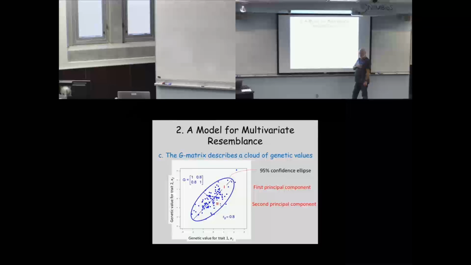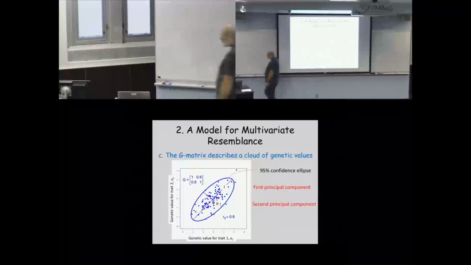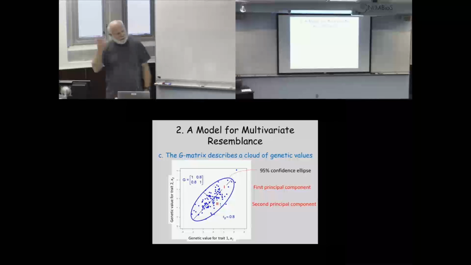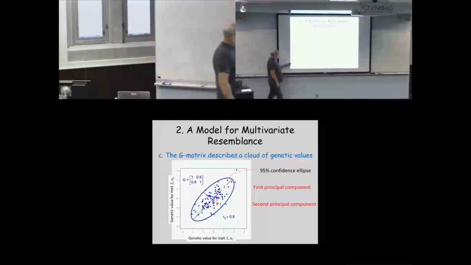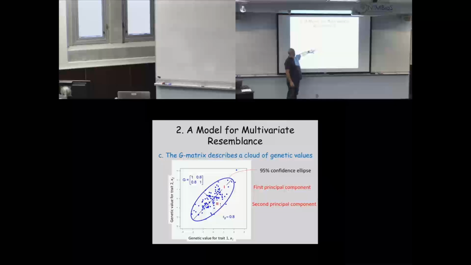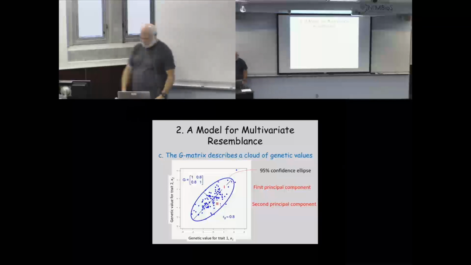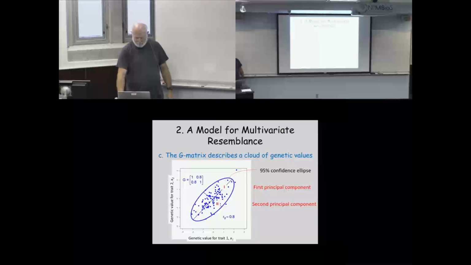It is also called principal components, eigenvectors, latent roots. There's an older term you may see. Can you think of any others? Principal vectors. But this isn't something we invented in quantitative genetics. This is a standard tool in multivariate statistics. Okay.